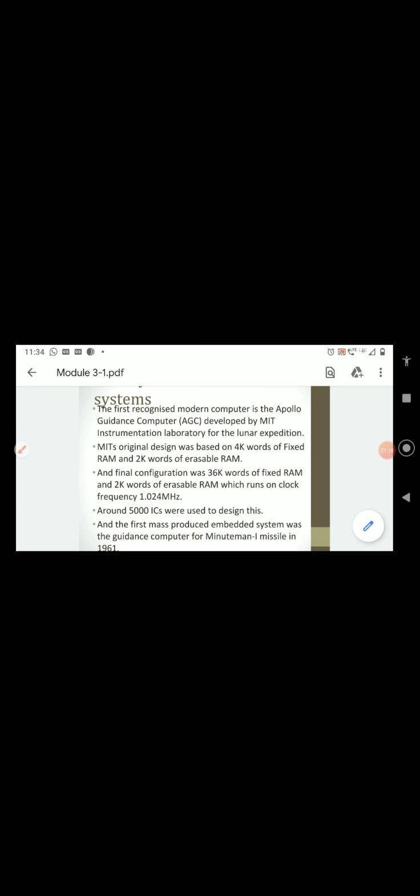The clock frequency is in terms of megahertz. So this computer may take a few microseconds to execute any one instruction.